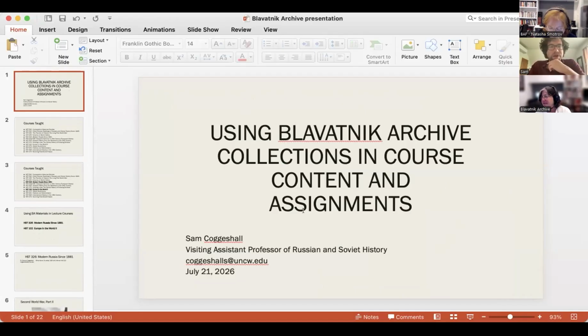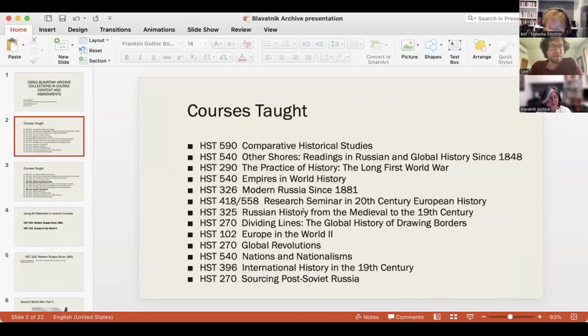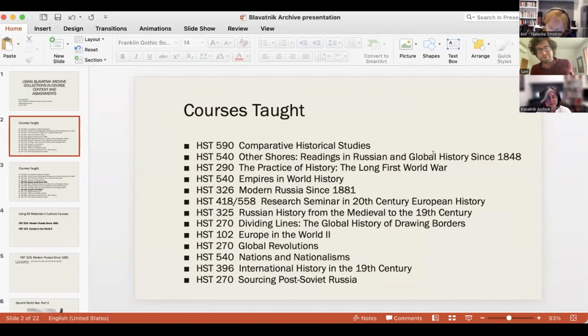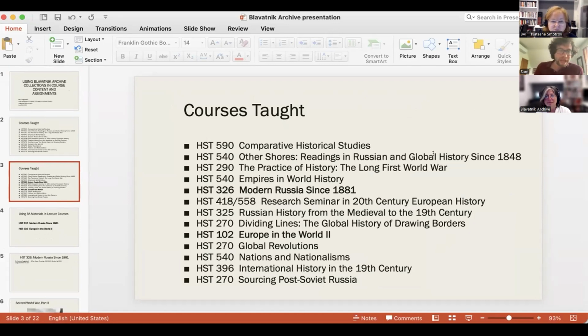Fantastic. So at UNCW, I teach 13 different courses on a range of subjects. It's a lot of courses, but you can take that up with my superiors. But today, I'm just going to be talking about 2 of those courses, History 326, Modern Russia since 1881, and History 102, which is the second half of European History Survey, Modern European History.